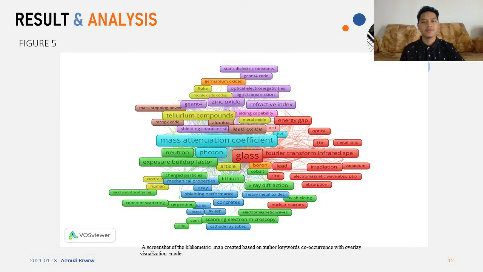Next, we have Figure 5. It is a screenshot of bibliometric map created based on the author keywords co-occurrence with overlay visualization mode. Actually, Figure 4 and 5 were created using VOSviewer.